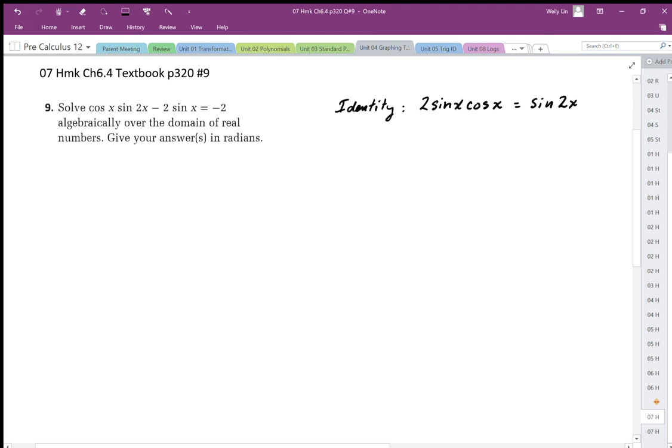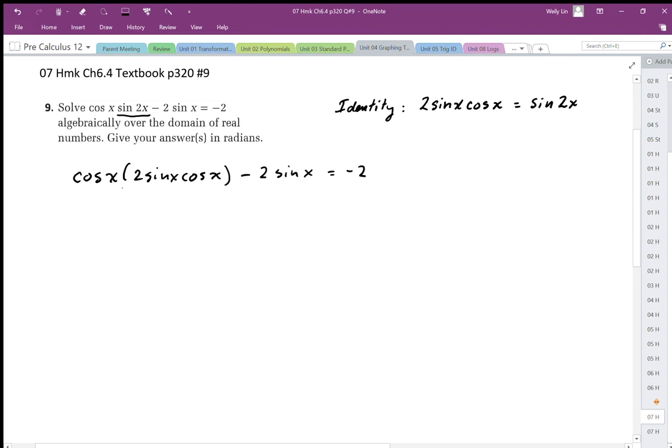And it's going to be much easier to convert the sine 2x over here into 2 sine x cos x with this identity. So our first step then is we're going to take cos x, and the sine 2x that we have here, we're going to replace with 2 sine x cos x minus 2 sine x equals -2.